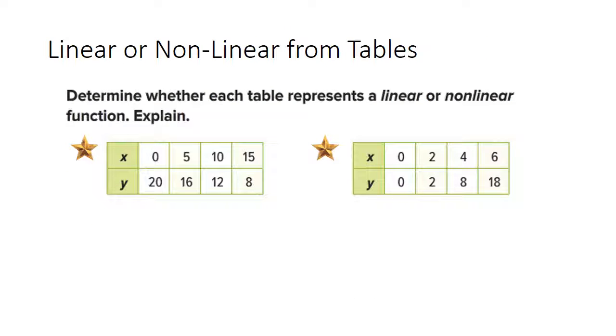Now pause the video and try these two problems in your notes. Make sure your answer gives an explanation of why a table is linear or nonlinear. The first table would be linear because y is changing by negative 4 as x is changing by 5. The second example would be nonlinear because there is no constant rate of change.